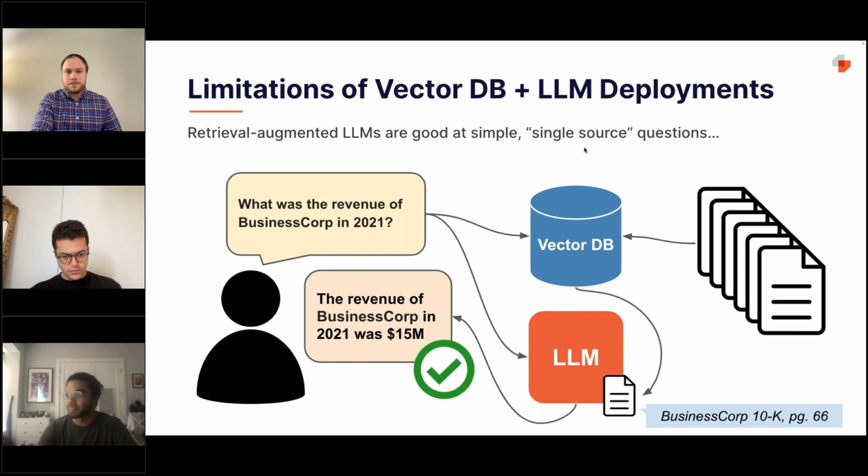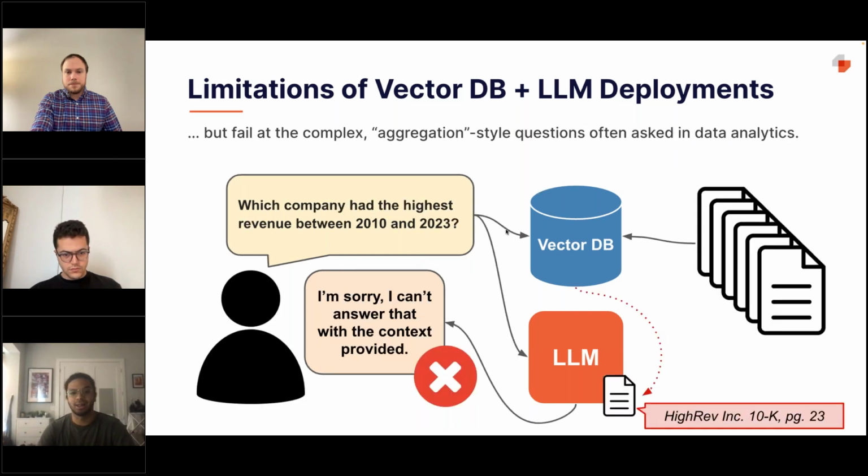And what we're starting to see is that these VectorDB plus LLM deployments simply cannot handle the complex aggregation-style questions that are the bread and butter of data analytics. So, for example, if the user wanted to ask a question that pertained to the entire corpus of financial documents, such as which company had the highest revenue between 2010 and 2023, there is no handful of documents that the VectorDB can return to give the LLM enough information to answer this question correctly or even at all.